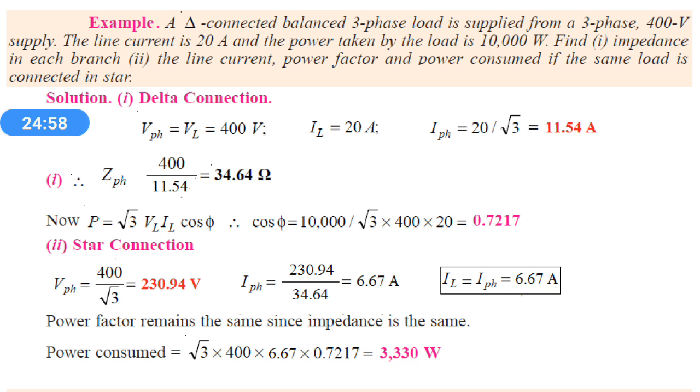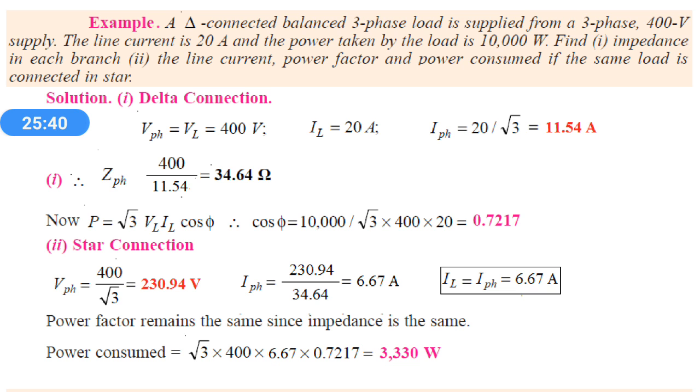So first is delta connected. Here in the delta connected, V phase equal to VL, that is 400 volt, and IL equal to 20 ampere. The line current is 20 ampere. This is given data. So I phase equal to IL by root 3. That is 20 by root 3 is 11.54 ampere. And Z phase equal to V phase by I phase, that is 400 by 11.54. The answer is 34.64 ohm. That is Z phase.